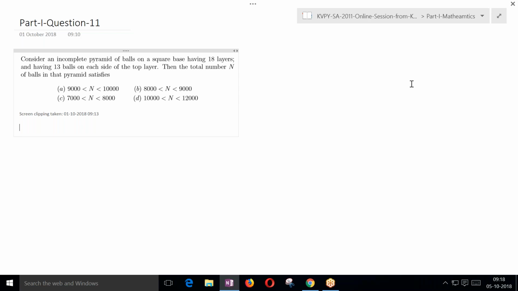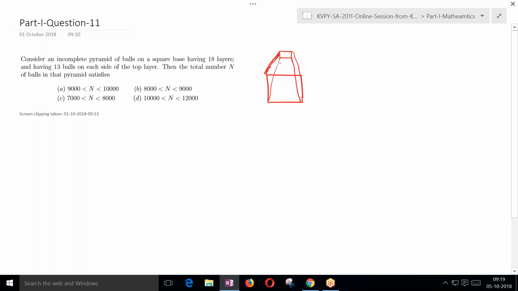So if you visualize this problem, it will be something like this. The base is the square one. The pyramid is not complete because here also you'll get a square one, and if we draw something like this, it will be this kind of a diagram the pyramid is having. So in the top there are 13 balls. So top layer has 13 balls. So one layer below the top, it will have 14 balls. Means 14 balls in the length and breadth is 14 because it is a square shape.